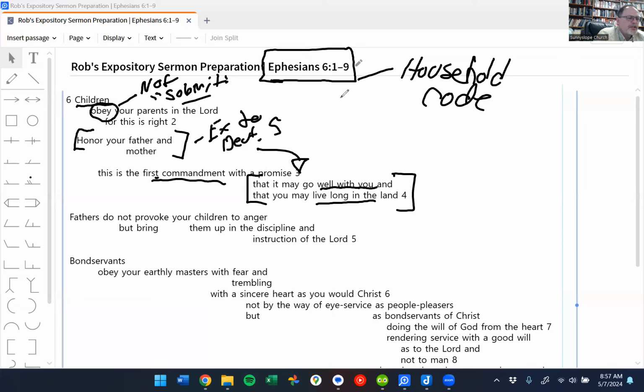So that's the first section Paul is addressing here. He's addressing children. That's this whole section here. He's explaining to children that they have a role in the family, and that role is both obedience and honor. This just occurs to me here: these are two different words. Obedience is something we're called to do, but also honor.